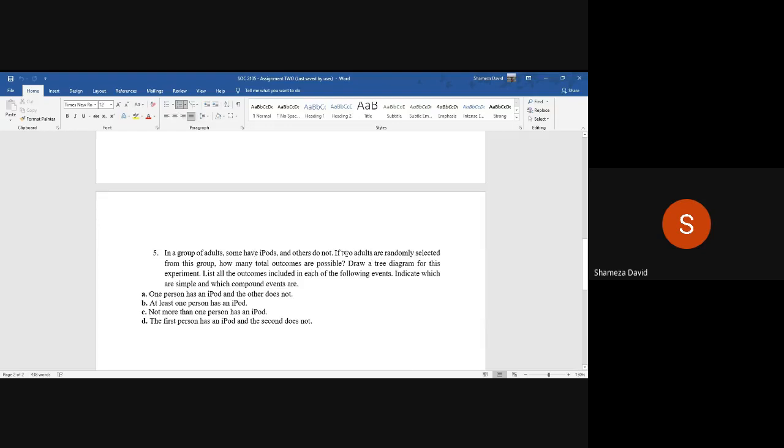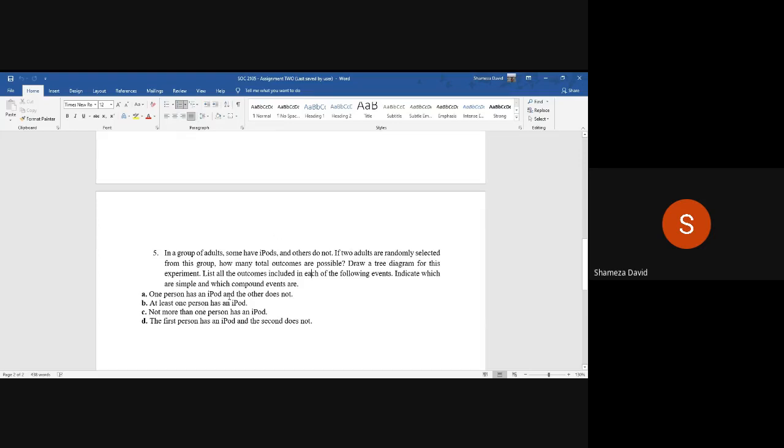Two adults are randomly selected. So again, this is like flipping the coin two times. How many total outcomes do you expect when you flip the coin two times? We went through an example like that. And then you list out what those outcomes are. One outcome will be that both people have, another outcome will be that both people don't have. And then you will have other outcomes in between. The other two outcomes in between.